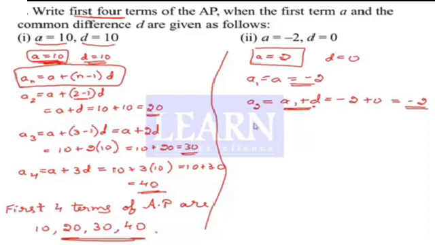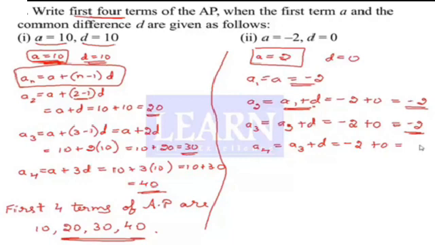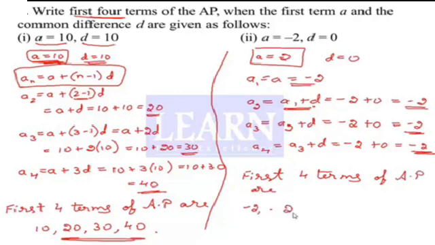No need of writing AN equals A plus N minus 1 into D and substituting the value again. The AN term is nothing but the previous term plus D. So similarly we'll try the next one. A3 equals A2 plus D, that is minus 2 plus 0, which is equal to minus 2. Next, A4 is nothing but A3 plus D, which is minus 2 plus 0, equal to minus 2. Look here, whenever we have the common difference as 0, the arithmetic progression series will never change. It will be the same. So the first four terms of the AP are minus 2, minus 2, minus 2 and minus 2.